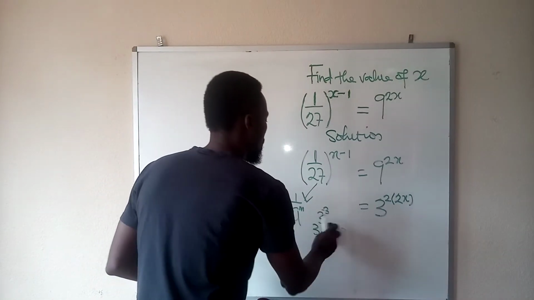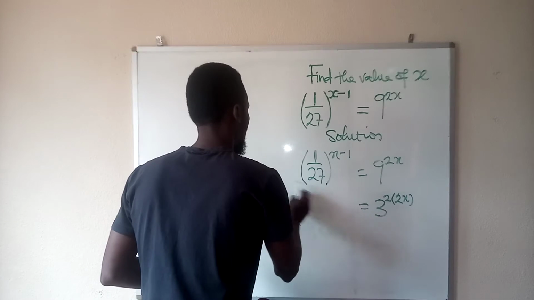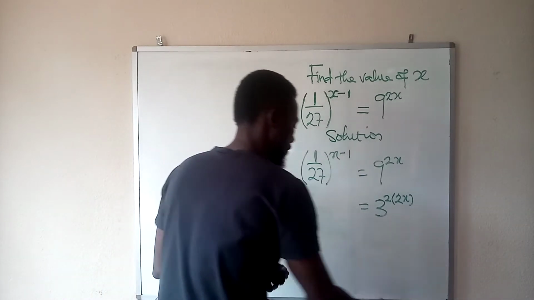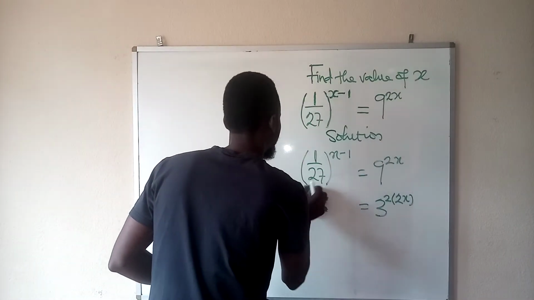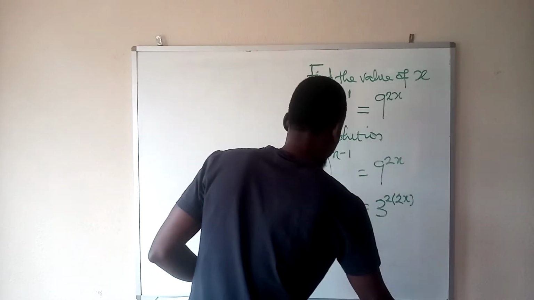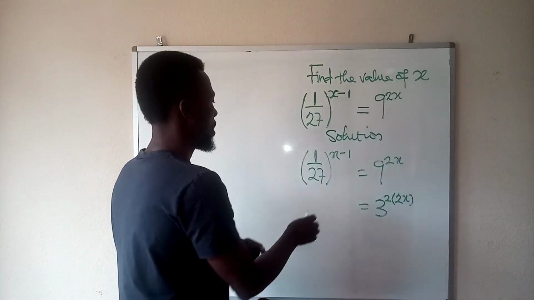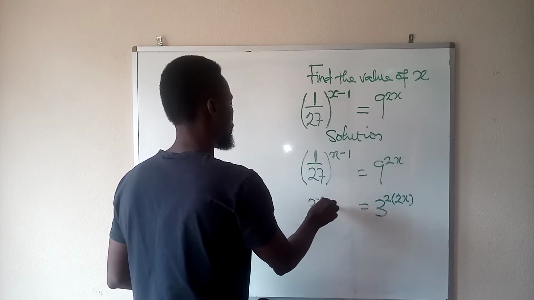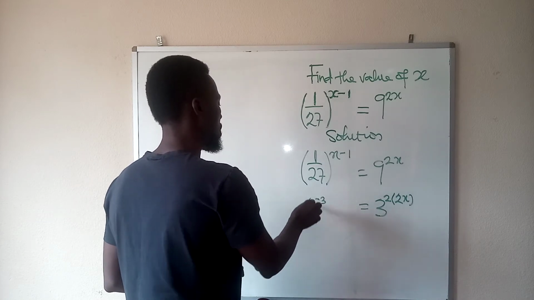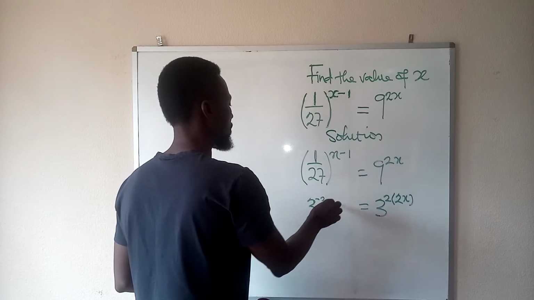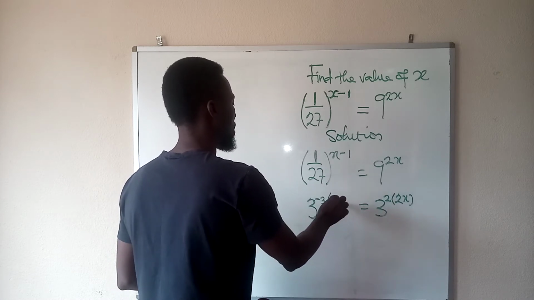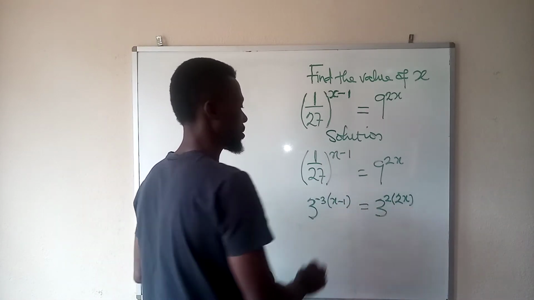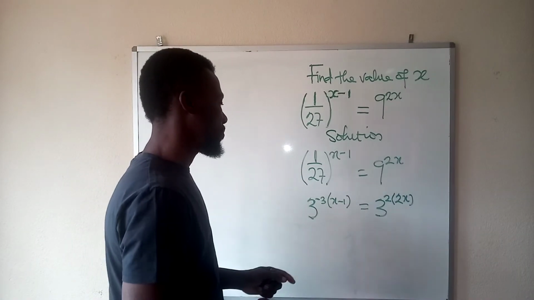All right, so let's quickly wipe this off. So this is going to be 3 raised to the power negative 3, which is the same as 1 over 27. Then we put into brackets our x minus 1. That is it. All right, so we're done with that.